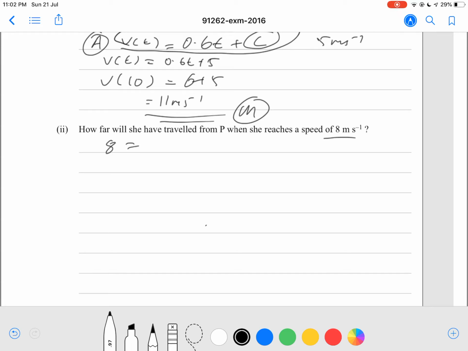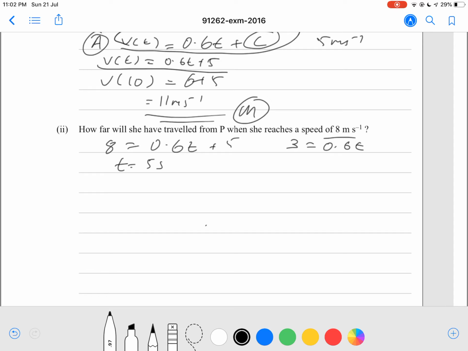So 8 equals, we know our formula, v of t equals 0.6 t plus 5. 8 equals 0.6 t plus 5. Move the 5 to the other side. 3 equals 0.6 t. Therefore, t equals 5 seconds. So the question is asking us, how far has she traveled from point P after 5 seconds?